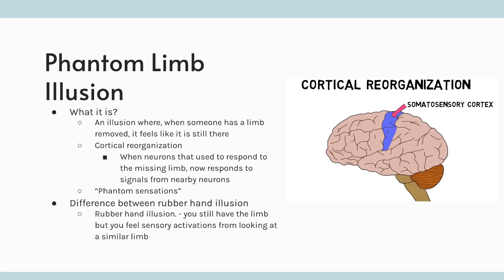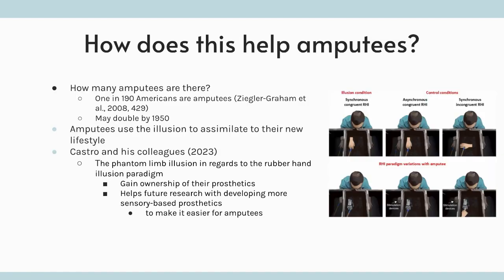So, how does the phantom limb illusion help amputees? Well, there are about 1 in 190 Americans that are amputees, and this may double by 1950 according to Ziegler Graham and his colleagues, making it 1 in 80. Amputees can use the illusion to assimilate into their new lifestyle.